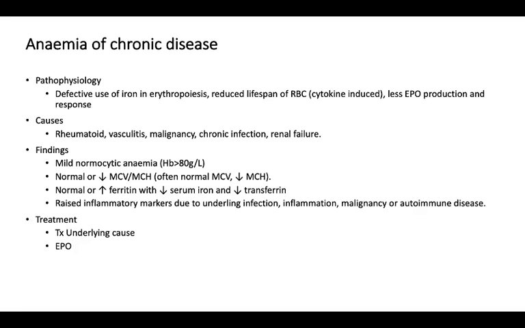Okay, and also in these conditions, you might have raised inflammatory markers because of underlying inflammation, malignancy, or infection. In terms of treatment, you could treat the underlying cause more effectively. This might help by reducing the inflammation and reducing the rate at which the underlying mechanisms are causing the anemia. And in things like renal failure, you can then start giving patients EPO to help them produce more red blood cells.